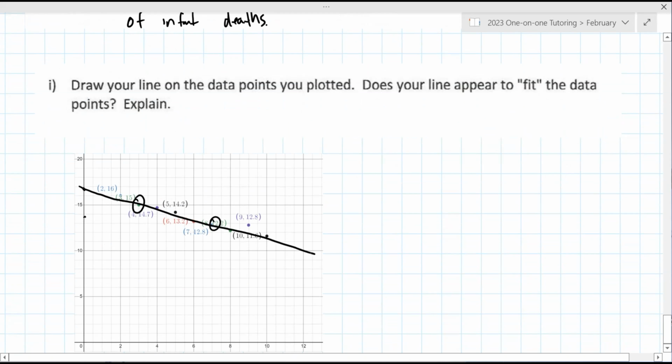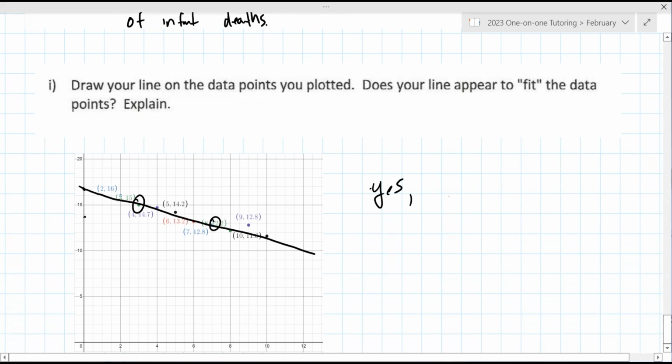Oh yeah, that looks like it makes more sense than the one that wasn't really touching any of them. Yes. So I think that takes care of that. Now, does it appear to fit the data? Yes.